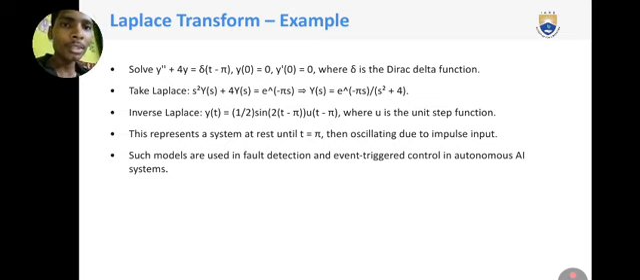Laplace transform example. This is an example. Solve y'' + 4y = δ(t - π), with y(0) = 0 and y'(0) = 0, where δ is the Dirac delta function.